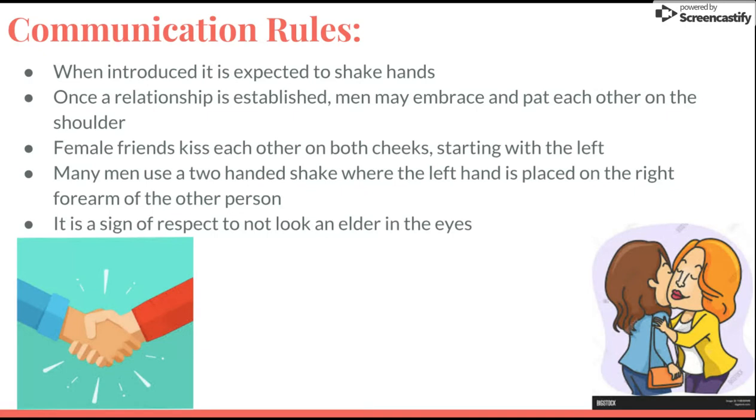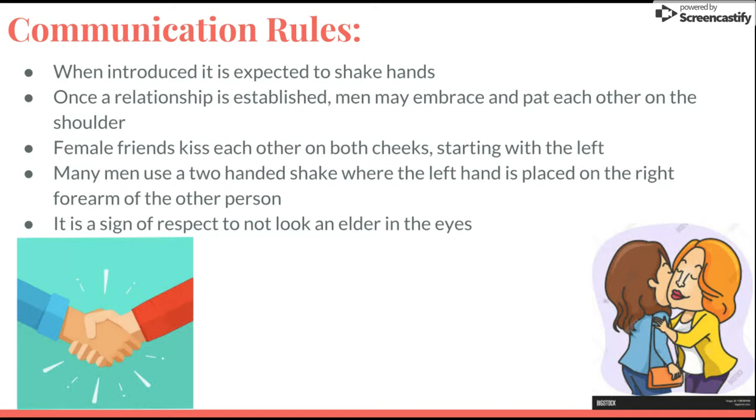Men and women have different greetings when they are greeting individuals of the same gender compared to greeting individuals of the opposite gender. For example, when women are meeting other women, they will oftentimes kiss each other on the cheek, first starting with the left cheek, whereas men greeting other men will first start with a handshake, and when they've built up more of a relationship, they will hug one another.